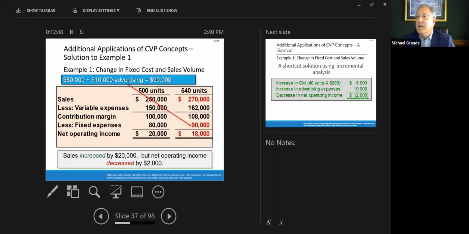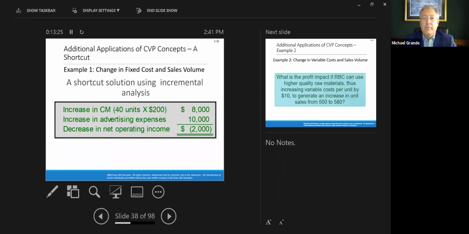The variable expenses also have to go up because they're selling 40 more units, and the variable cost dollars is $300. So 40 units times $300 a unit is $12,000. That's the increase in variable expenses from 150 to 162. But we also said what? That they're going to add $10,000 to the advertising budget, which is a fixed cost. So it goes from $80,000 to $90,000. The net operating income goes down by $2,000.